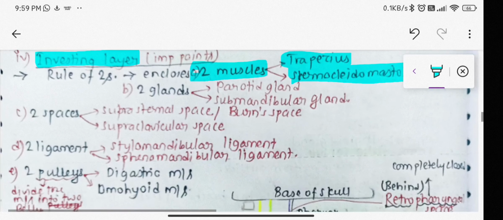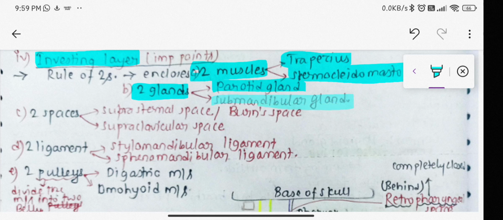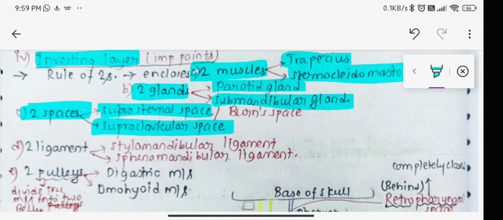Similarly, it encloses two glands. Okay, one is the parotid gland, and another it encloses is the submandibular gland. Now it encloses two spaces. What are the two spaces? One is the suprasternal space and the other is the supraclavicular space. The suprasternal space is also known as the Burns space. The contents of this Burns space are, one, the sternal heads of the right and left sternocleidomastoid muscles, the jugular venous arch, and some lymph nodes. Another is the interclavicular ligament. So these contents are important.